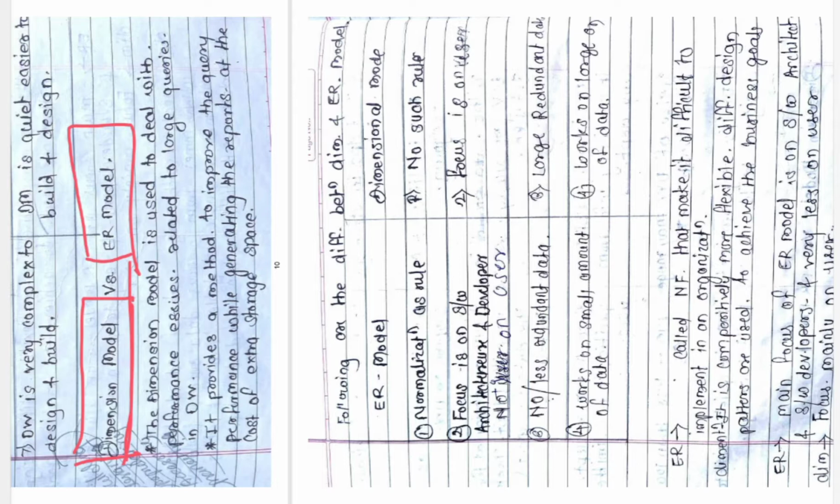The ER model is more specific to a particular database, and the dimensional model is also related to a particular database, but it takes care of the performance, whereas the ER model doesn't take care of the performance. It only deals with the interconnection between the different entities.